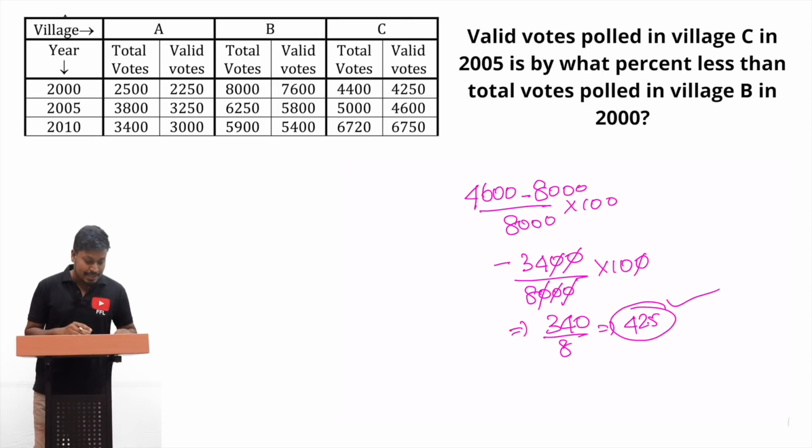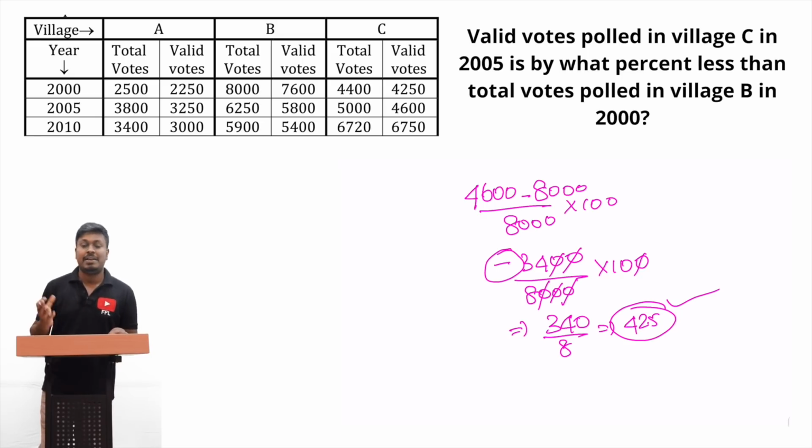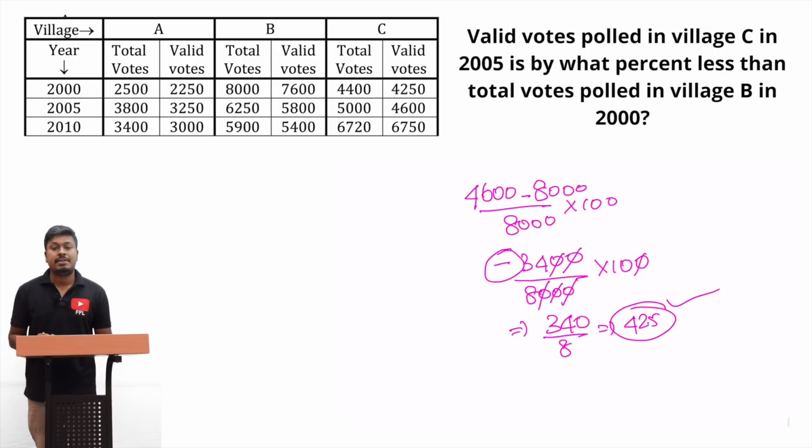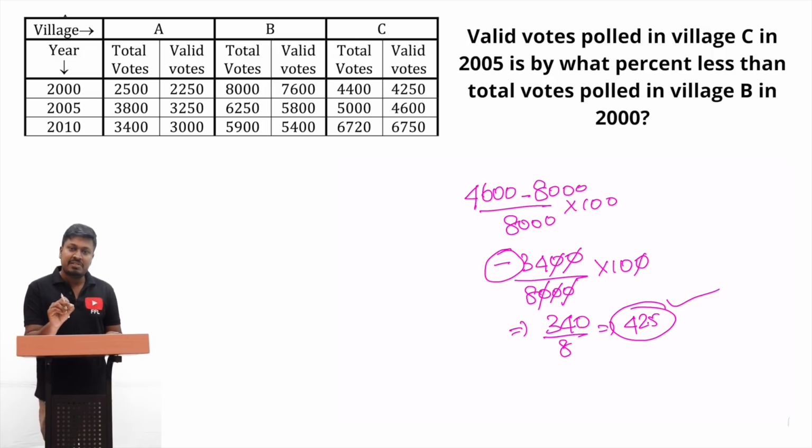And already we know that it's less. In the question itself they are asking how much less. So that's the reason we are getting a negative answer here. So we can say that it is 42.5% less. In case we get a positive value, then it is called 42.5% more, right? That's it. These 5 questions are very simple and easy.